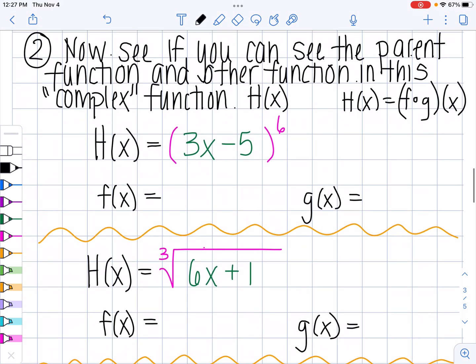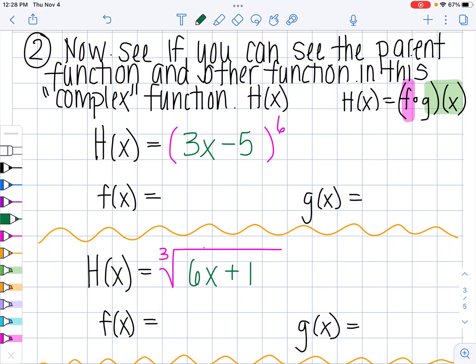So I color coordinated it for you so that it's kind of easy to see, and when you're learning how to do this, to pick out what's my function I'm plugging into and what's the function I'm plugging in. Okay, so if you look here, we have to read what this complex function is. This complex function is capital H of x. So that means that I'm taking my function g is what I'm plugging in, and my function f is what I'm plugging into.